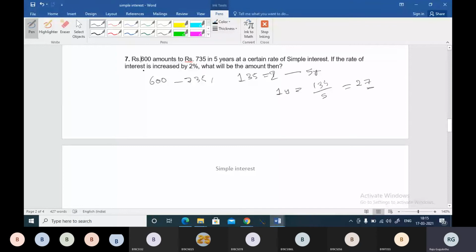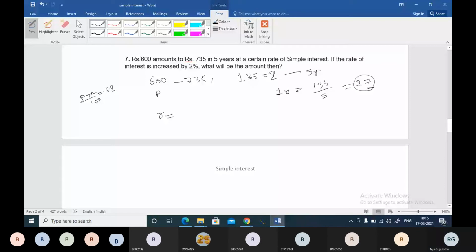If the rate of interest is increased by 2%, what will be the amount then? See, we know the interest, boss. Then we can calculate the rate here. Principal also we have. You can see 600 amounts to 735, so the principal is this one. Now we can find the rate, boss, by the formula PTR by 100. This is the simple interest. So simple interest for 1 year is 27.